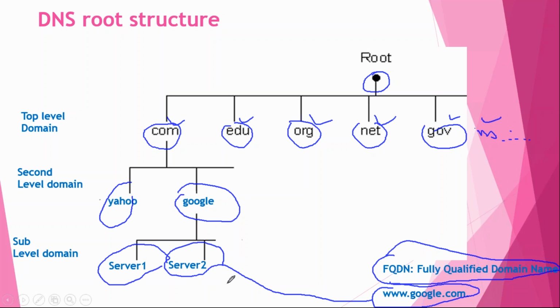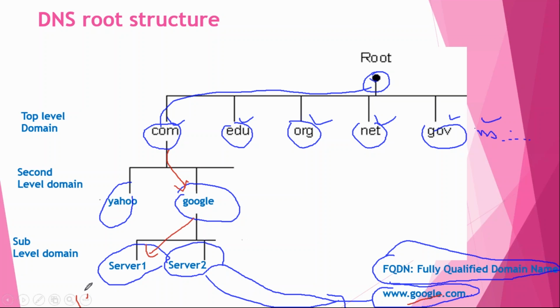Which IP is available, so with that IP address it will start working. It will go first to the root, then it will come to commercial. From commercial it will go to Google, because you're typing Google here. From Google it will go to server 1. So what's the IP address of server 1?